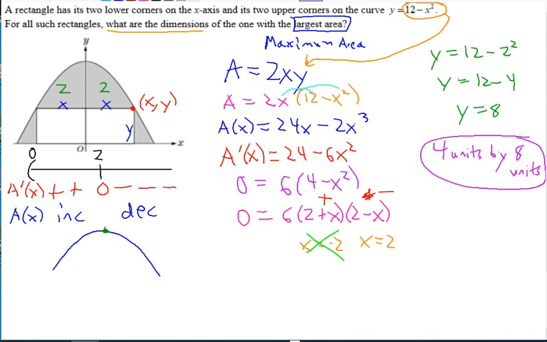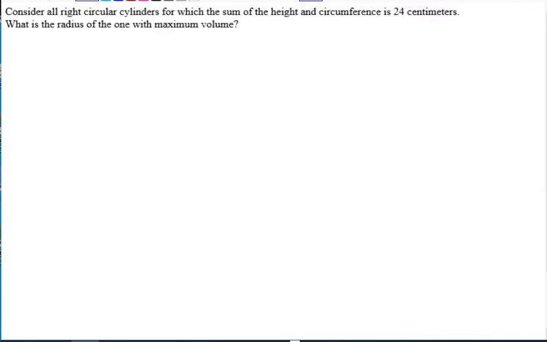All right, let's take a look at another example here. So here we've got another cylinder one. It's just a little different than the other one. It says consider all right circular cylinders. So we can draw our cylinder here off to the side. For which the sum, remember in math, sum means you're adding, of the height and circumference is 24.